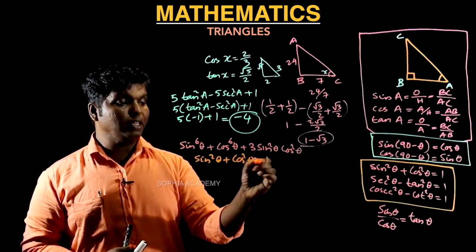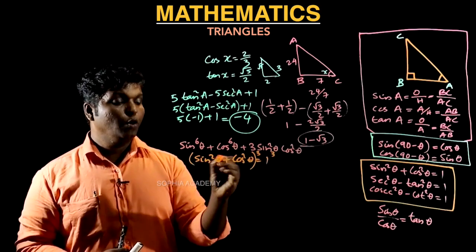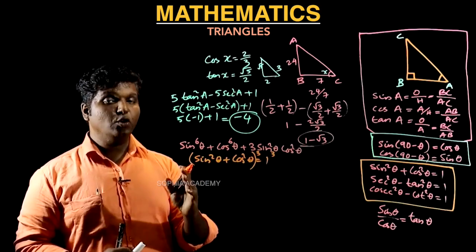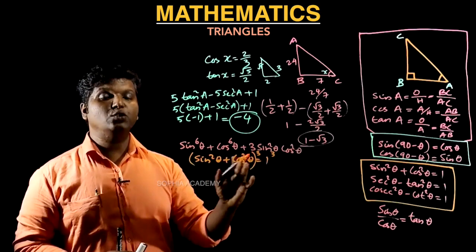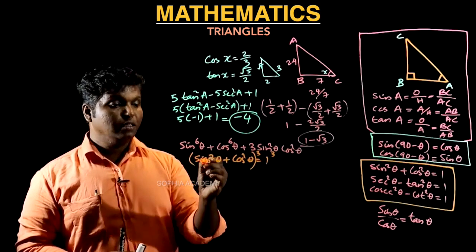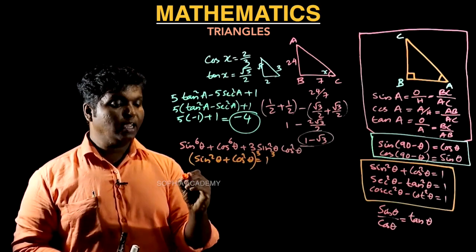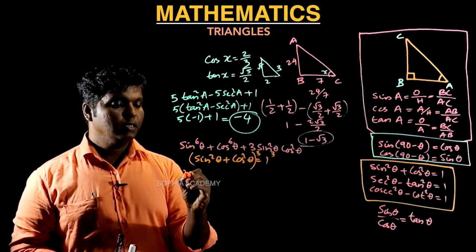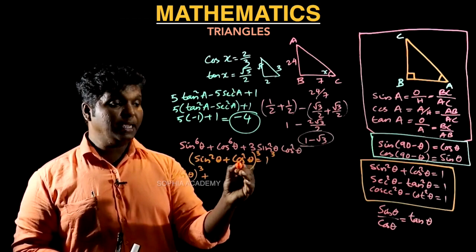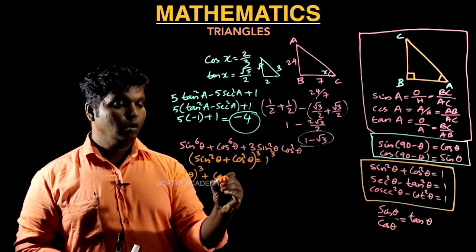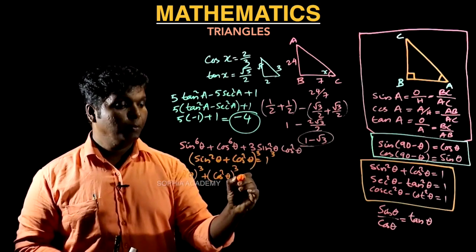This whole cube and this one whole cube means this is the whole cube and here one cube. What about a plus b the whole cube? a cube plus b cube plus 3ab into a plus b. So a cube, the first one here, instead of a it is sin square theta. So a cube means sin square theta the whole cube, plus b cube. Here b is cos square theta. So b cube.